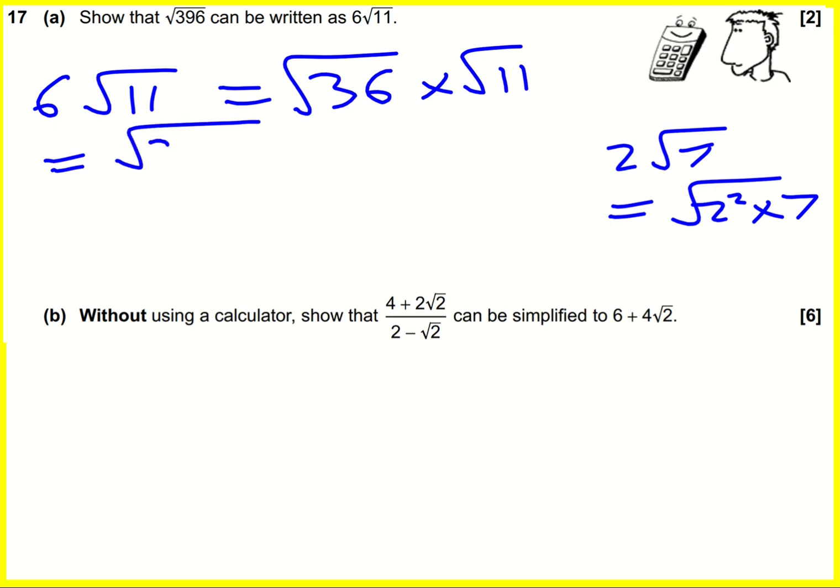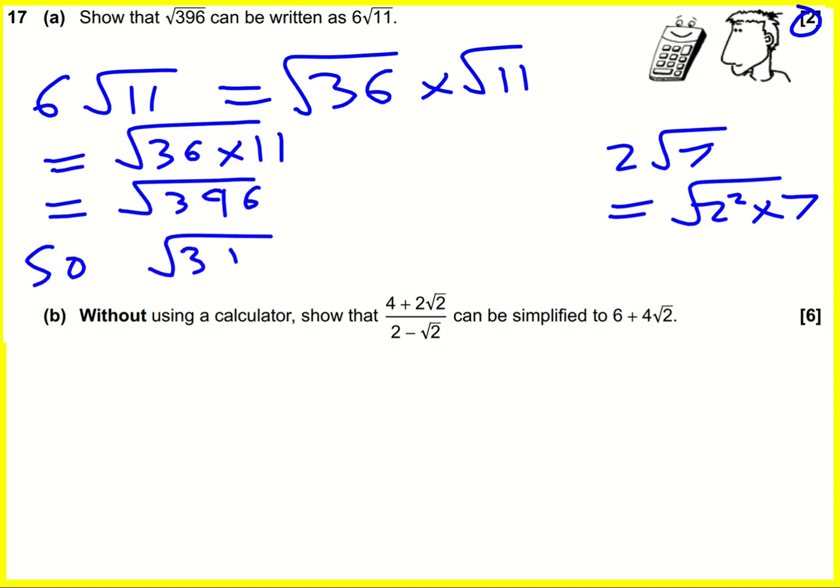So then I'm going to get 36 times 11, and I feel like it should be sufficient to say 36 times 10 is 360, add on 36 is 396, and that is sufficient for being able to solve this problem. Because it says show that root 396 can be written as 6 root 11, I might just do it the other way around. So root 396 equals root of 36 times 11 equals 6 root 11. I'm just going to put this extra step in to be absolutely sure.